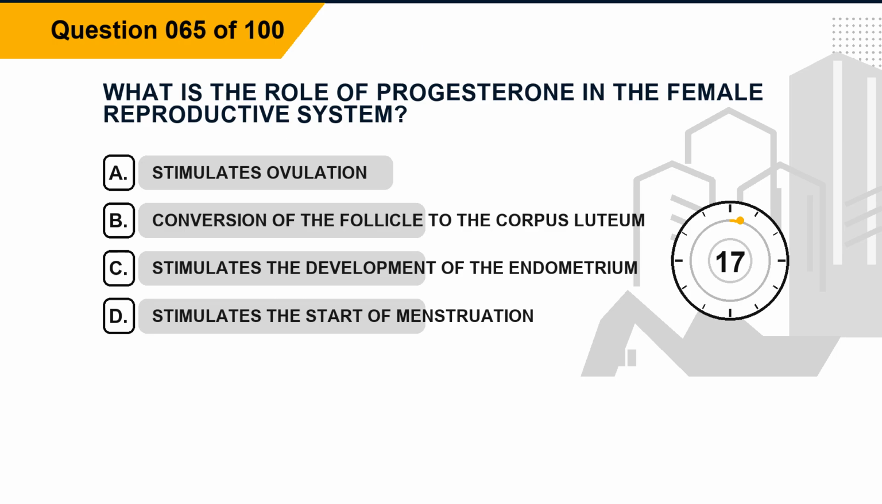Question 65. What is the role of progesterone in the female reproductive system? Option A, stimulates ovulation. Option B, conversion of the follicle to the corpus luteum. Option C, stimulates the development of the endometrium.